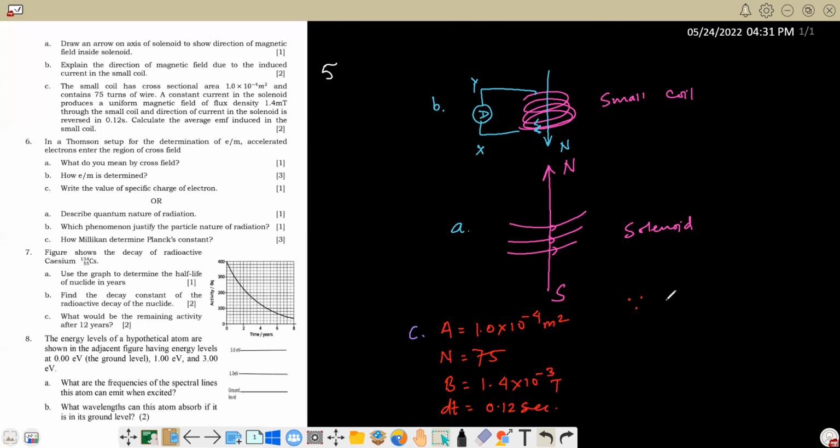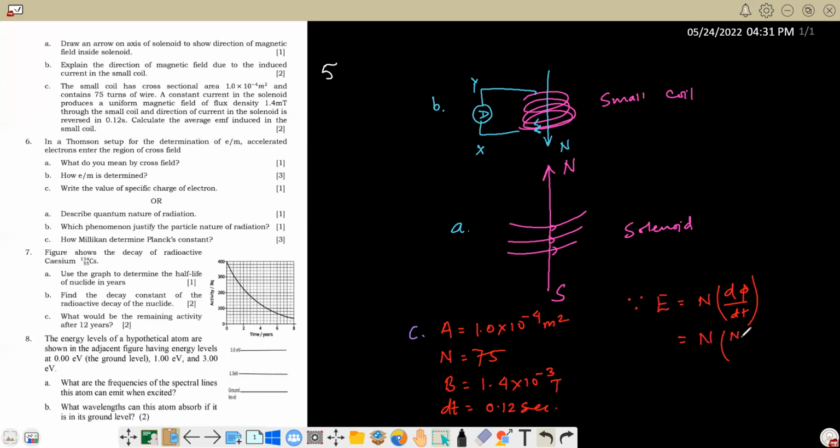Okay, this is so simple. From Faraday's law of electromagnetic induction, EMF equals N d phi by dt. If we are just talking about magnitude, then we can write this much; if we wanted direction we could also write a minus sign. We don't need direction here, we will find only the magnitude.